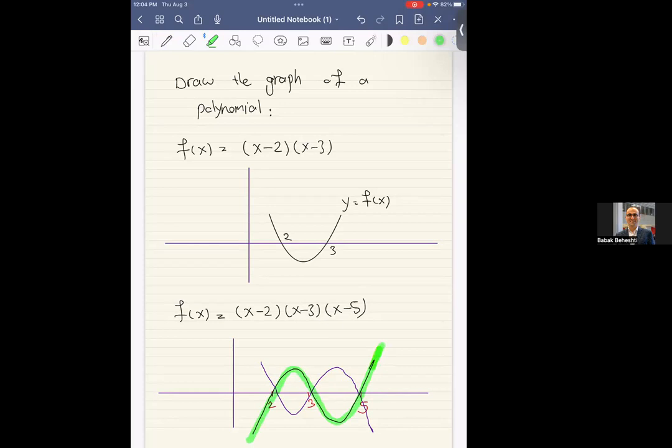And again, the reason is that for x a very large number, f of x is positive. So eventually y goes up. And for very negative numbers, like large negative numbers, f of x is negative. So it eventually goes down on the left side. Okay, guys?